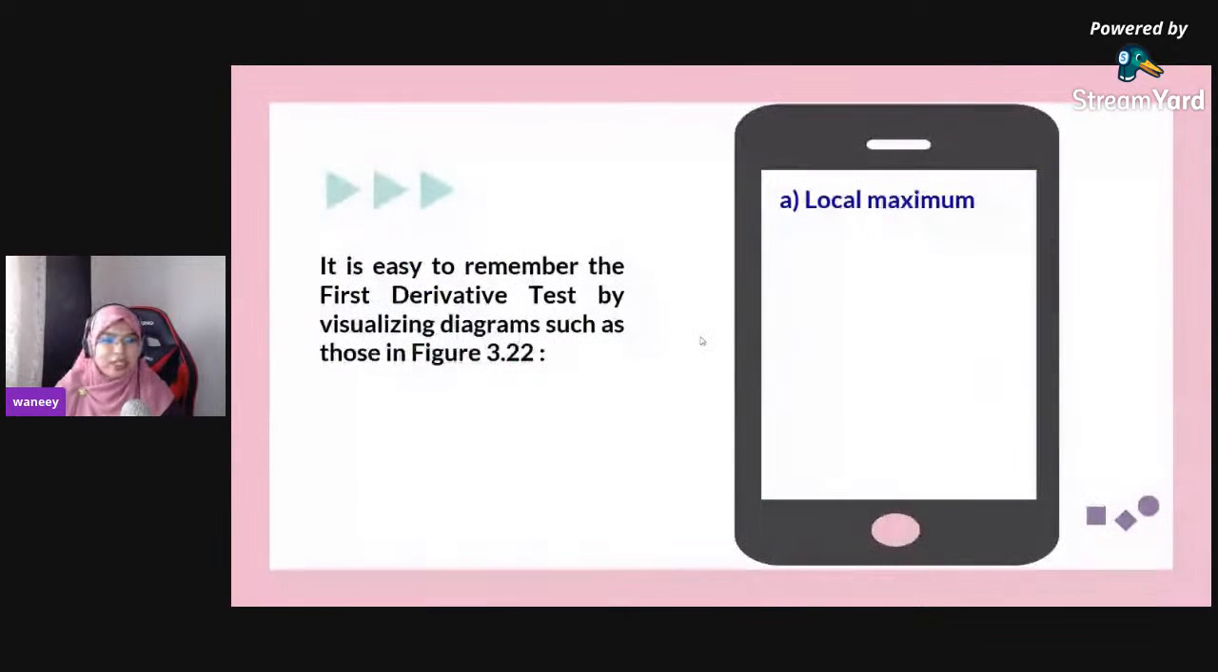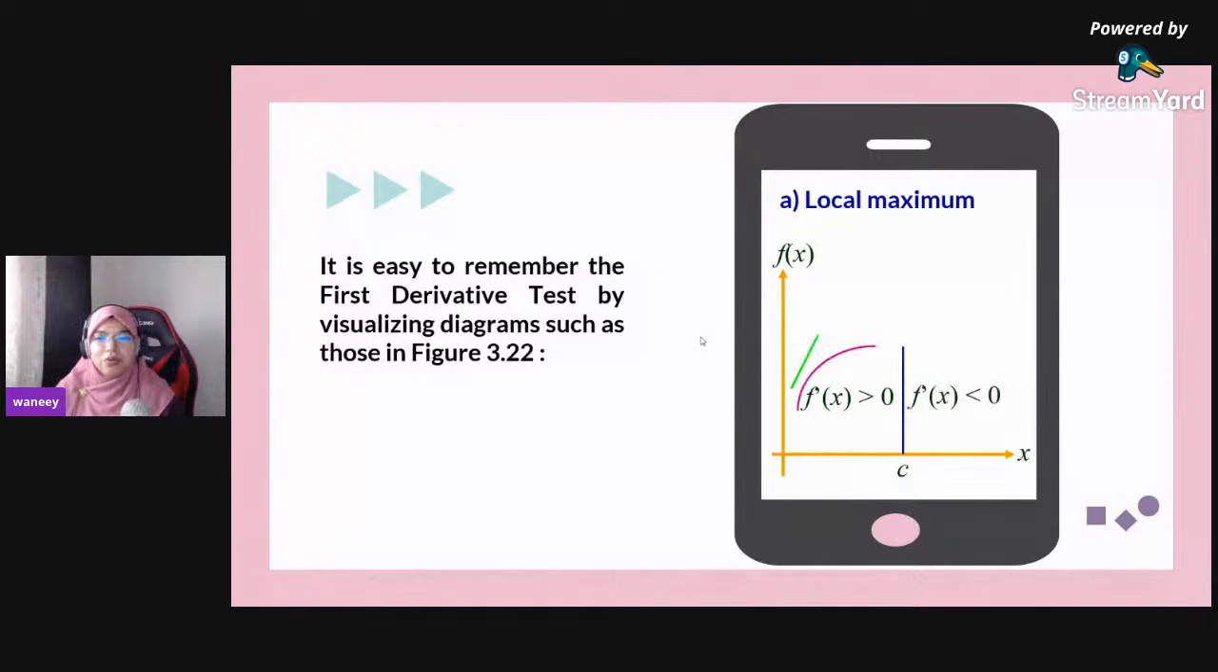Okay, so it is easy to remember the first derivative test by visualizing the diagram. For example, this one, the local maximum. How do we know we have a local maximum? It will be something like this: local maximum, increasing here, decreasing there. Therefore, we meet at the highest point over there. So that is a local maximum.